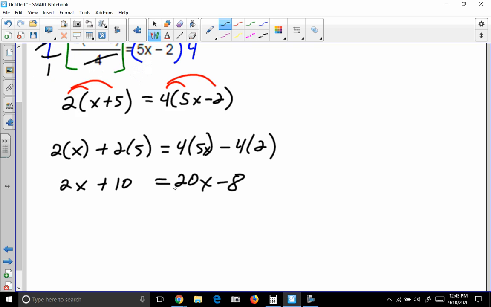Now, neither side can be simplified. These don't combine. These don't combine. So we want to get our x's on one side. If it doesn't have an x, get it to the other side. So let's get our x's on the left. We want all of our x's over here, so we want to make this x go away over here. That's a plus 20x. To make it go away, we want to subtract it.